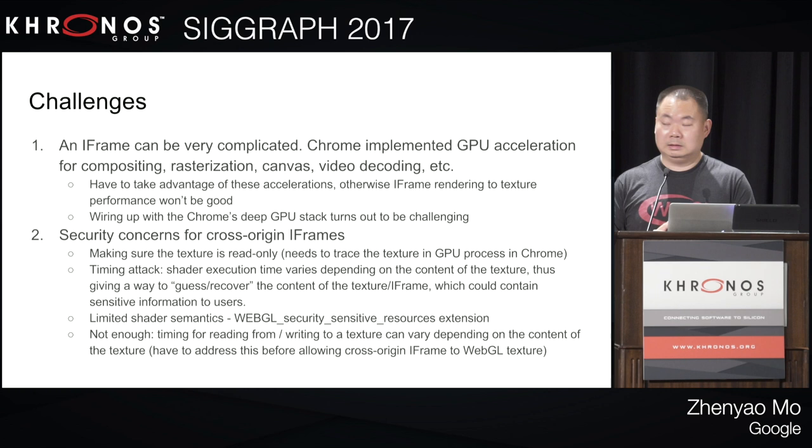And second is the original reason why we didn't implement it a long time ago, because of security concern. For cross-origin content, first, we don't want the app to read back the content, because then you can get user-sensitive information. Even if you don't allow it to be read back, some smart folks write a shader where, depending on the value of the pixel, they do different things that cause the shader to be executed in different timing. That basically they can reconstruct the scene.